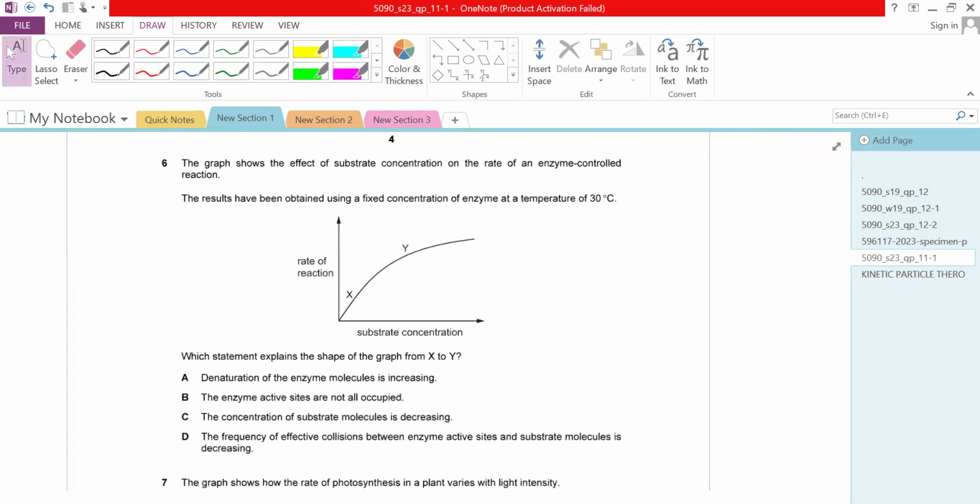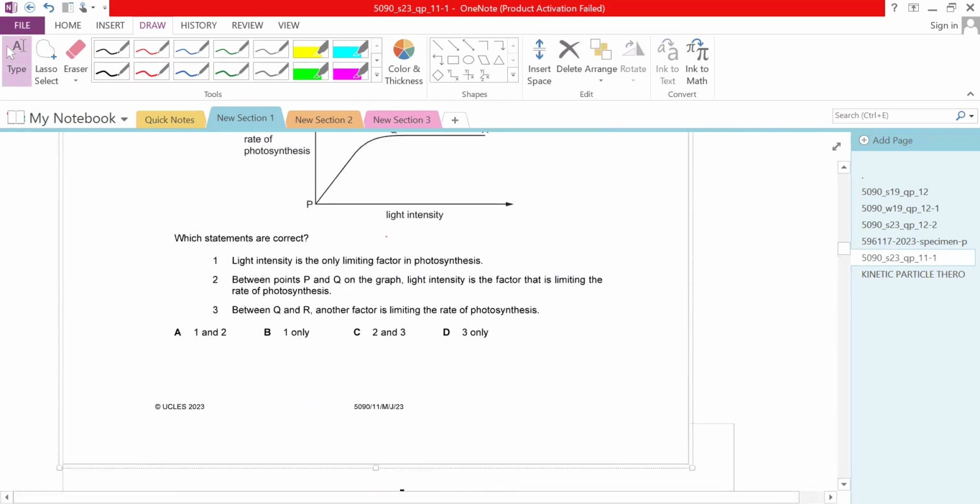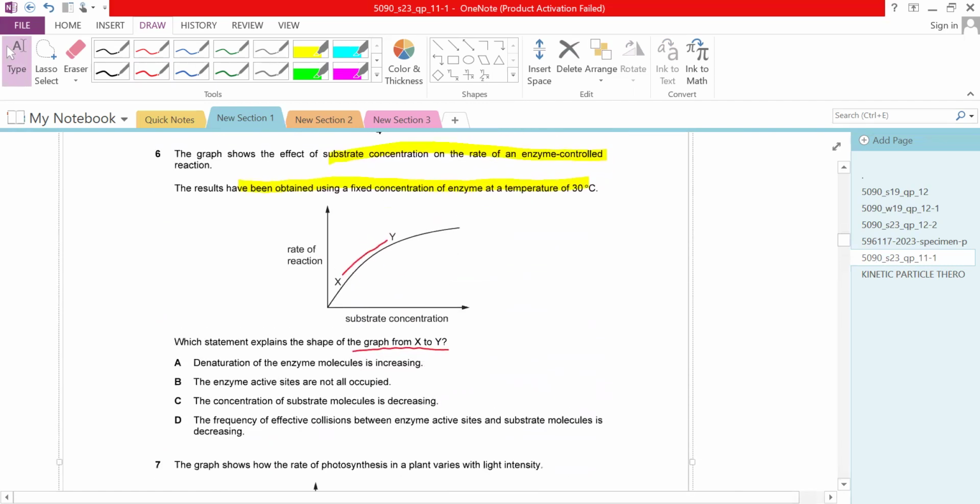Question number 6, the graph shows the effect of substrate concentration on the rate of an enzyme controlled reaction. The results have been obtained using a fixed concentration of enzyme at 30 degrees Celsius. So which statement explains the shape of the graph from X to Y? Okay, the denaturation of enzyme molecules is increasing.